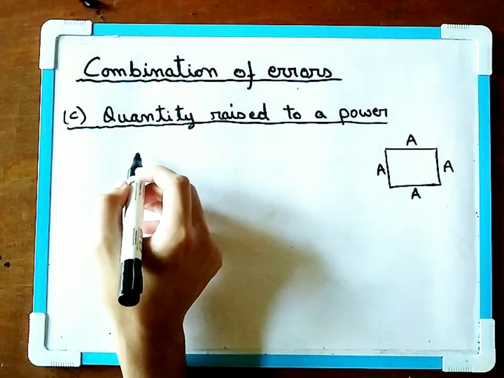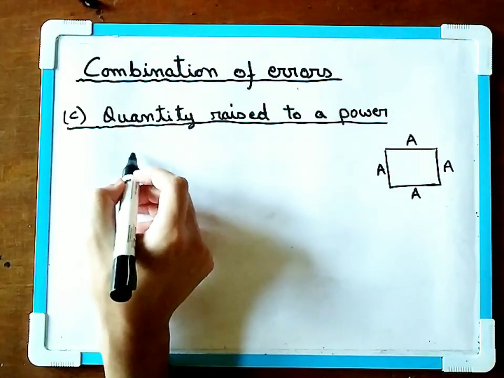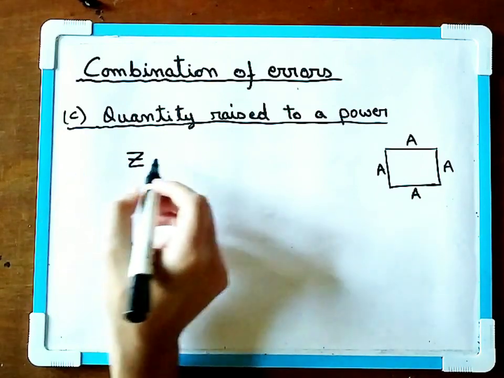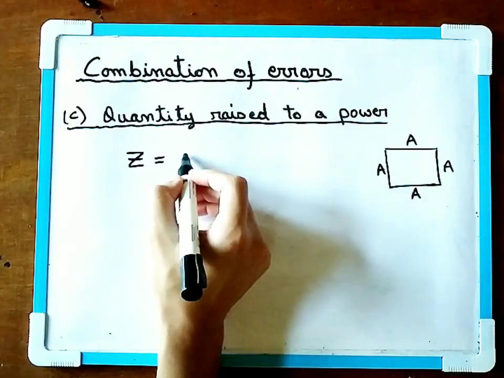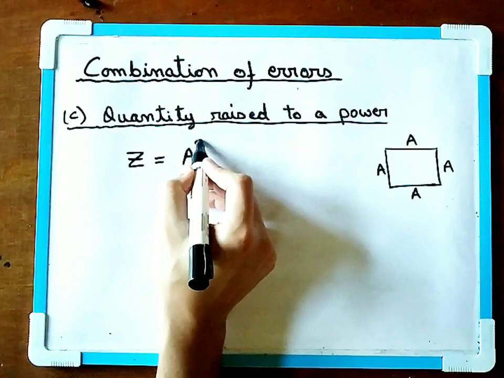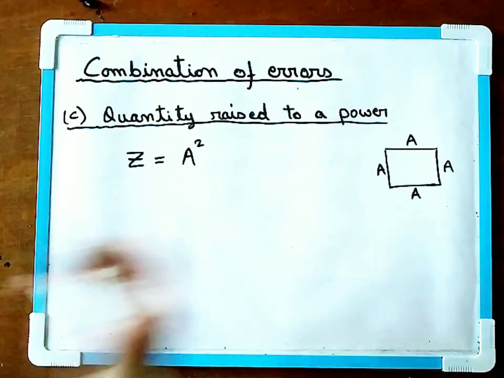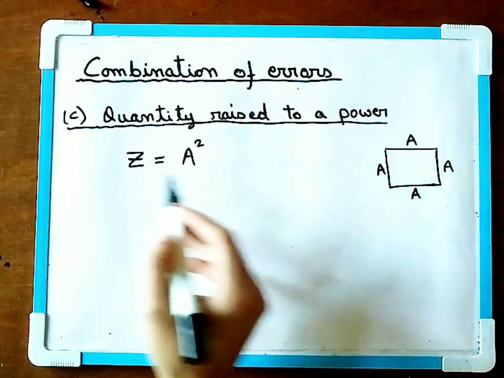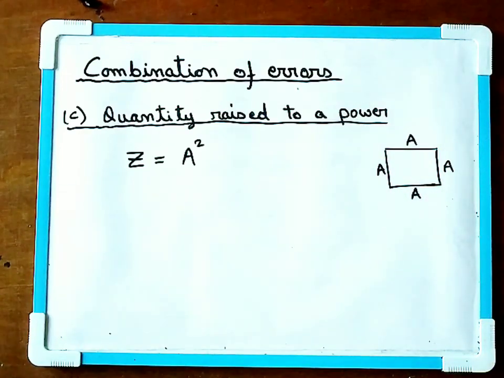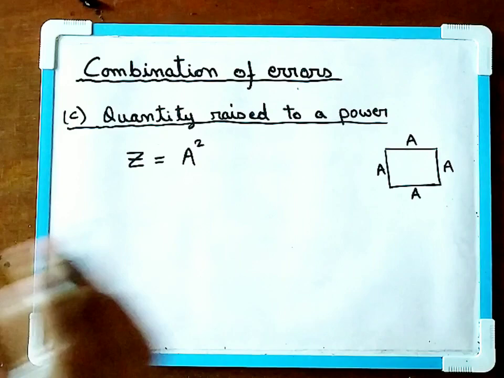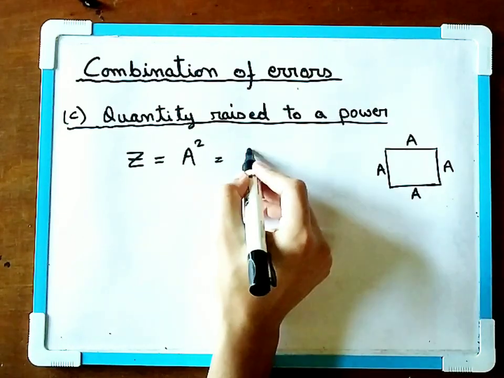So here what we have, say Z is the area, and this is equal to A square. Now if there is some error in measuring this side, then there will be an error in measuring the area also. So to find that one, we'll have to calculate the relative error or the percentage error. Now we have done the product, error in the product, right? So this can be written as A into A.